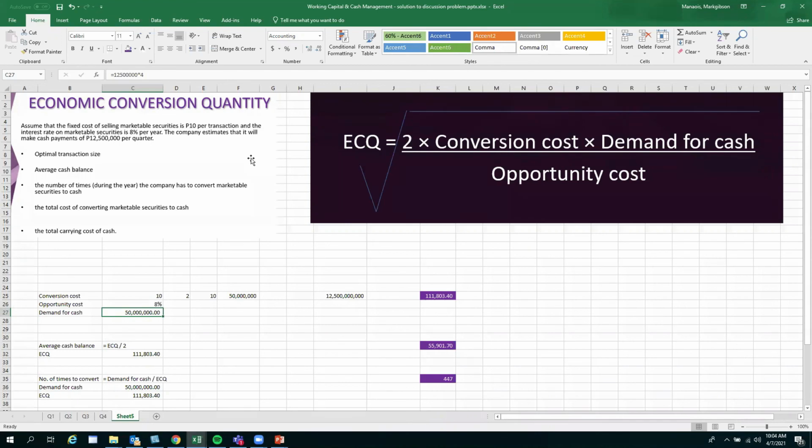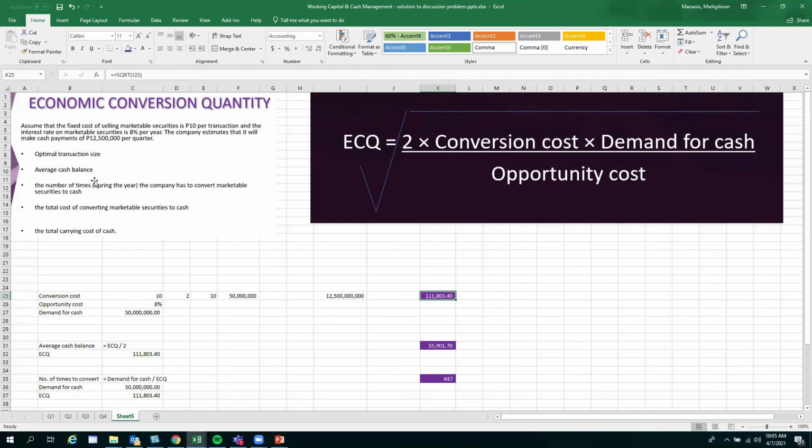So now let's calculate. Optimal transaction size, this is actually your ECQ or your economic conversion quantity. Paano nga yung formula natin? Sabi 2 multiply by the conversion cost, which is 10, multiply by the demand for cash, which is 50 million, over the opportunity cost, and then get the square root. Sige, try nyo munang pindutin sa calculator nyo. Excel kasi yung ginamit ko, but we should get the same values. Okay, so hopefully parehas tayo ng sagot. It's 111,803. Siyempre wala kang Excel during exams, pero ito yung pinaka-practice mo. So, try mo pindutin ulit sa calculator mo. Sana yan yung makuha mo.